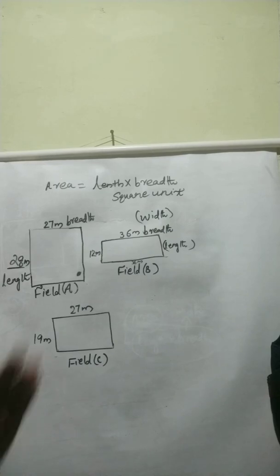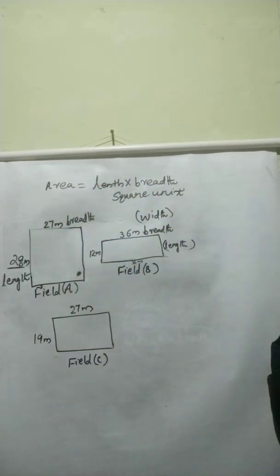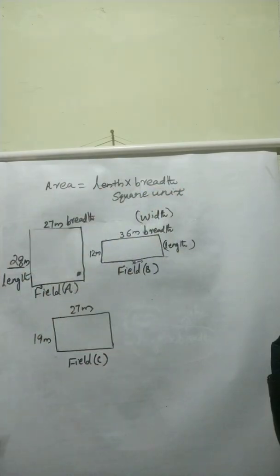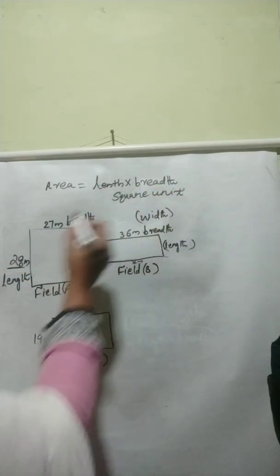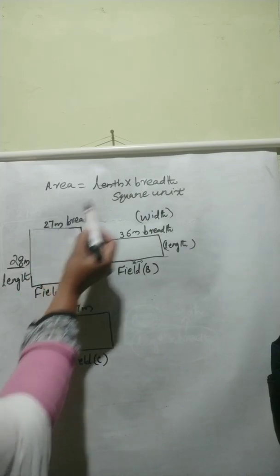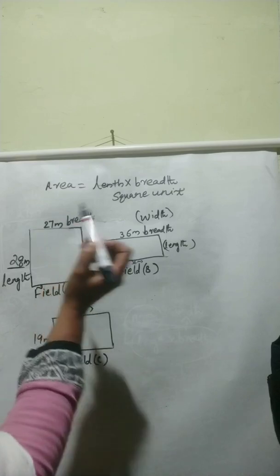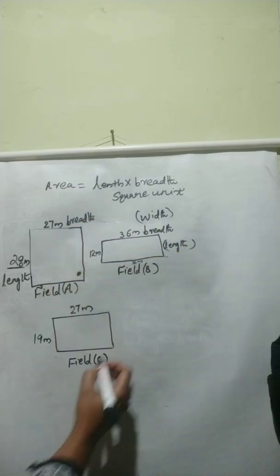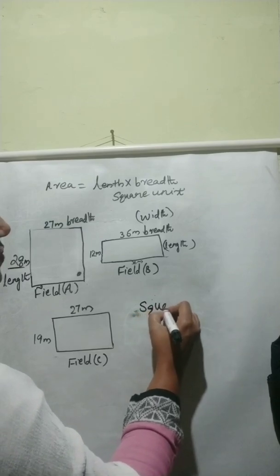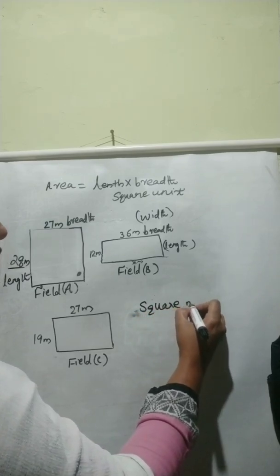Here, the square unit will be there. That means length into breadth in square unit. This measurement is in meter, so we can say length into breadth in meter square or square meter. We can write it this way, square meter. We need to understand it.